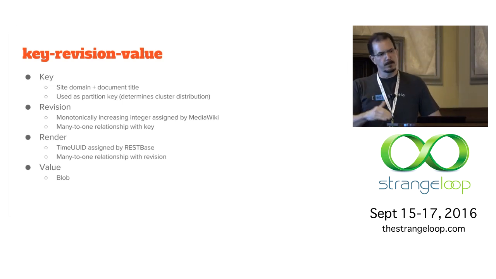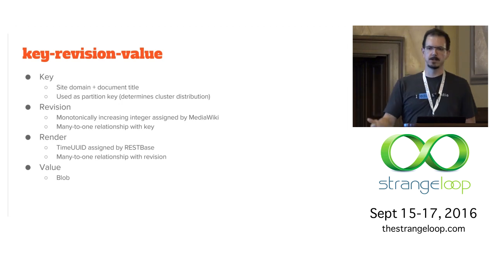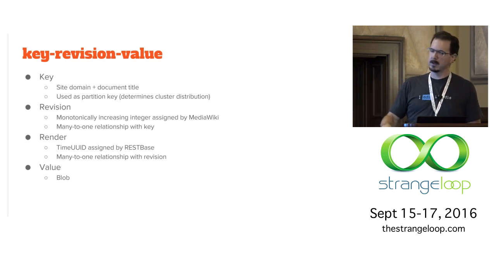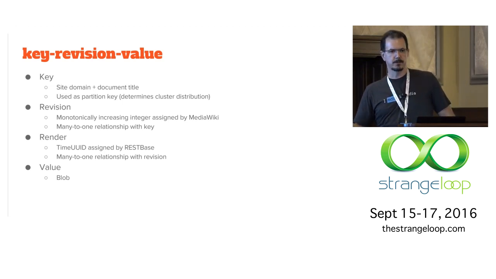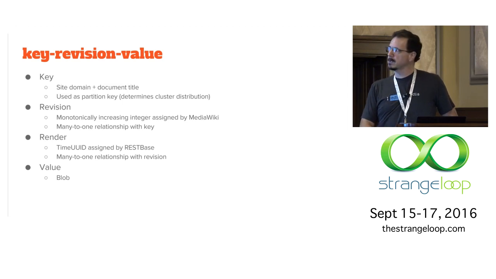The revision in key-revision-value is the revision as supplied by MediaWiki. So this is a monotonically increasing integer value that comes right out of the MySQL database. Every time an editor hits save, a new ID is created, and this maps to that ID. And obviously, you have more than one revision for a document, so this is a many-to-one relationship with the key.